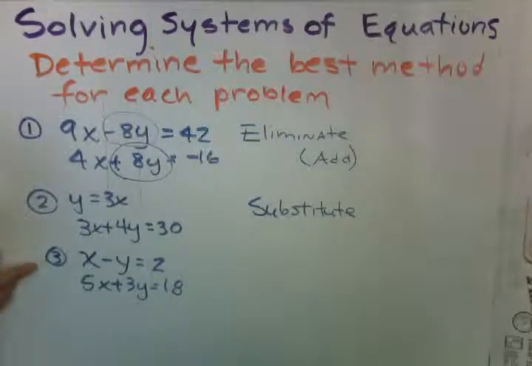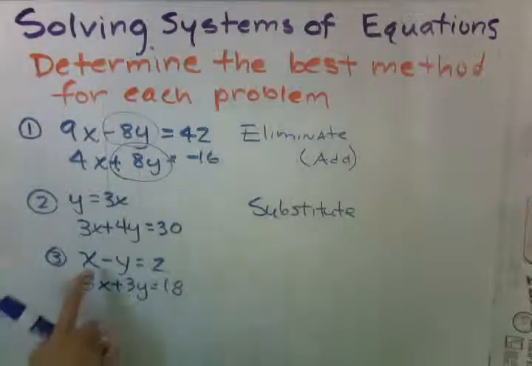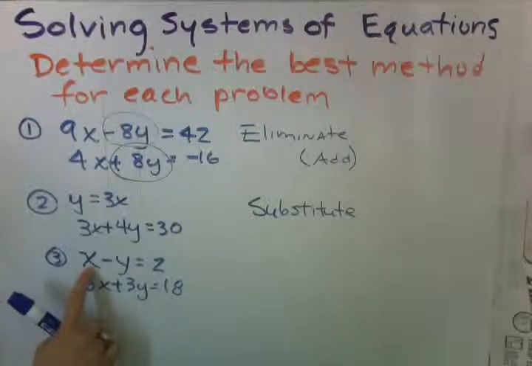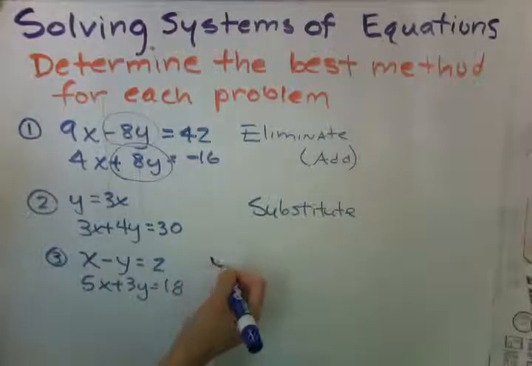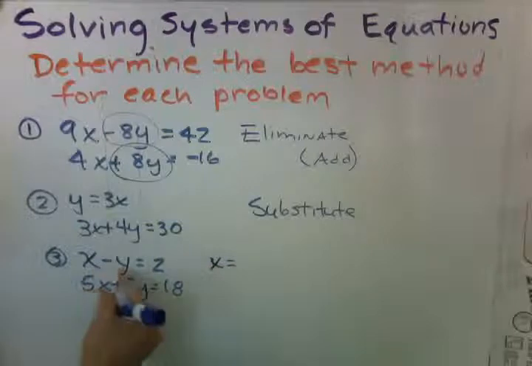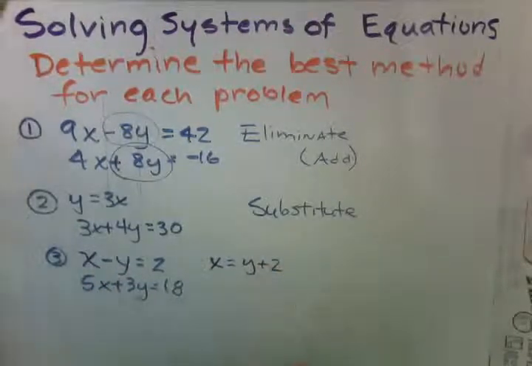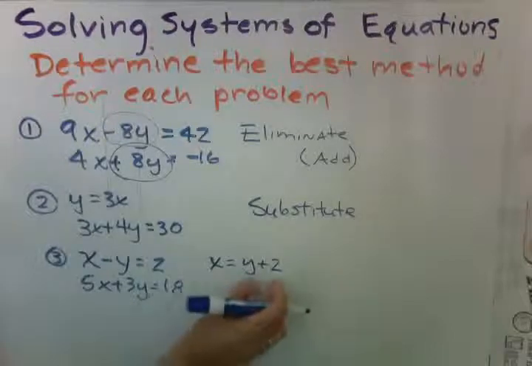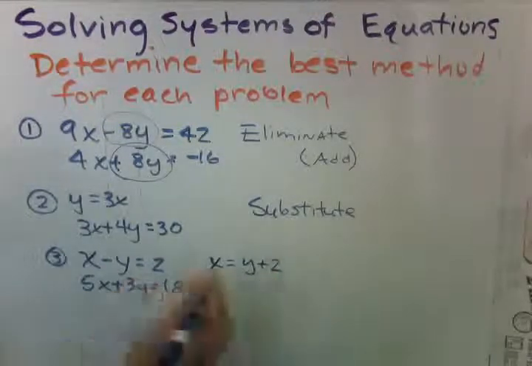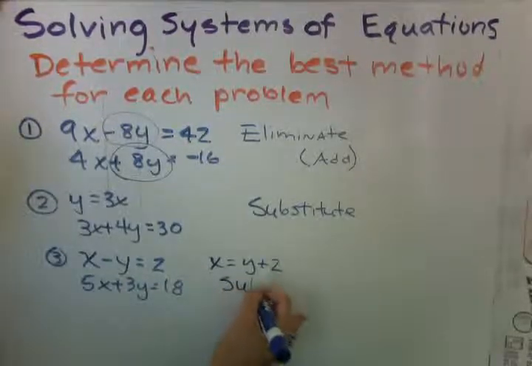Now let's look at this one. This one, you can substitute by isolating x by itself. So you can add y to both sides, where x is going to equal y plus 2, and then go ahead and substitute that for this. So you can substitute.